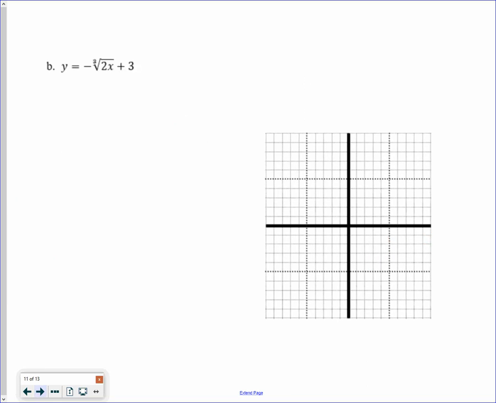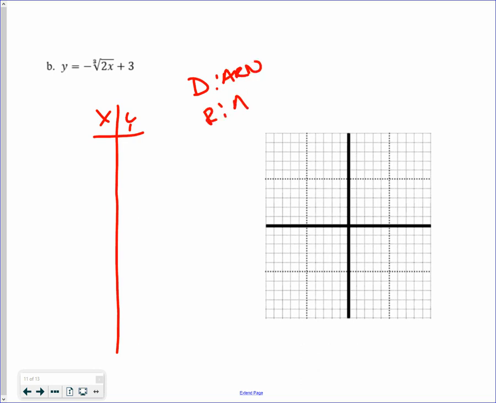Cube root functions. Again, now the domain and the range is all real numbers. So if the domain is all real numbers and the range is all real numbers, now I can pick any numbers I want. So I'm going to start off with 0, and I'm going to get 3. I'm going to plug in 4. I'm going to get 1. I'm going to plug in negative 4. And again, a graphing calculator could be of great assistance here. I'm going to get 5.